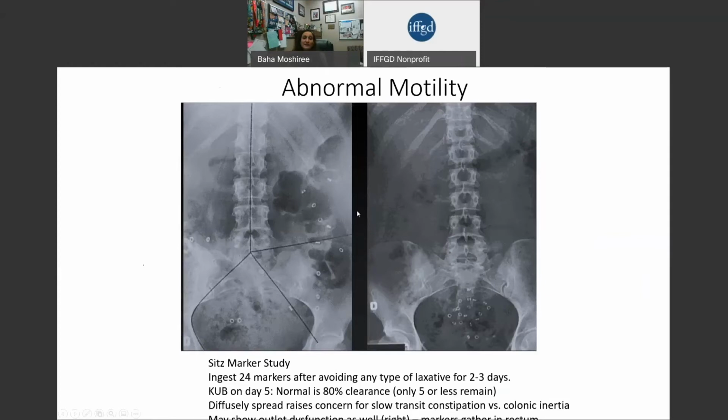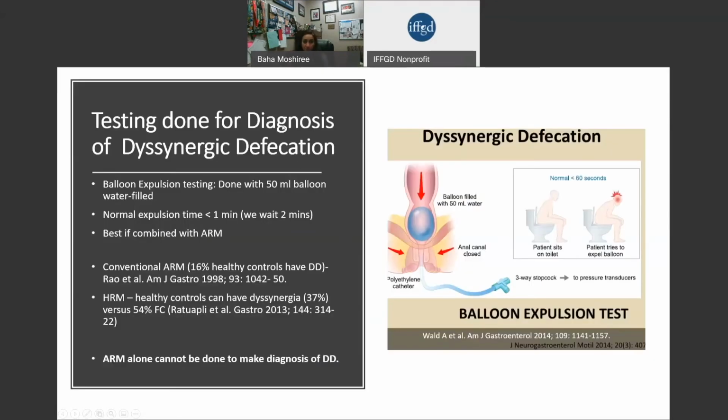This is a SITZMARKS study where we ask patients to swallow a capsule, and then it breaks up into 24 pieces, and we count how many of these are left after 5 days of ingestion. We look at this clearance to see if there's a portion of the colon that's not working, and if abnormal, it could be slow transit constipation or the pelvic floor is not allowing relaxation.